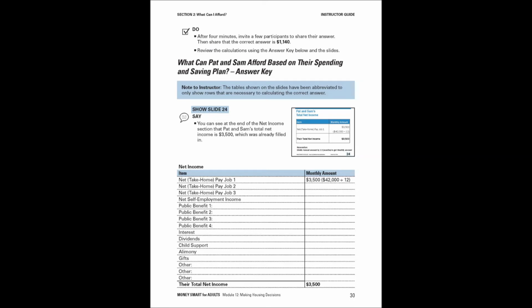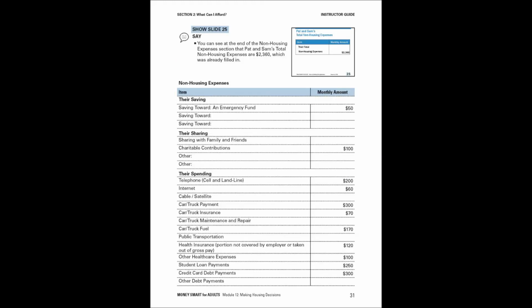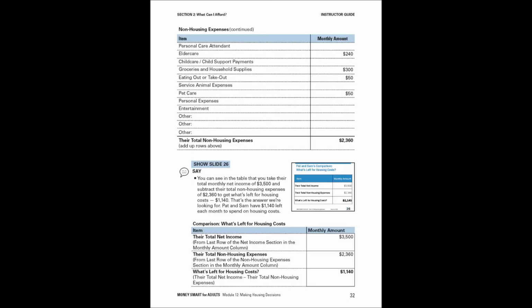So your participants are going to do this for Pat and Sam. You're going to give them an opportunity to go through this and to really understand where they are. And so they're going to utilize the space in the participant guide and go ahead and figure this out. But you're going to have them do this and go through all of the numbers and then do the math. And doing the math reveals that there is $1,140 left over for housing costs.